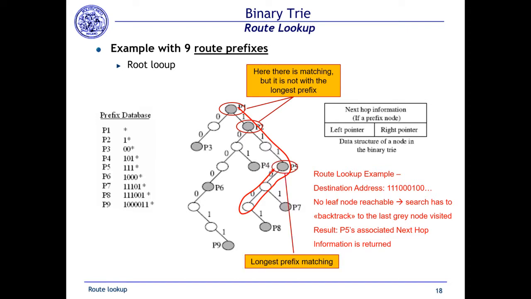This is why you have to keep this temporary register where you register the last node that has been visited. Because it may happen that you cannot continue until you find a leaf. In this case, you don't reach any leaf on the tree, so you have to backtrack and take the first ancestor that you have visited. That is the longest prefix matching. This operation is called backtracking.